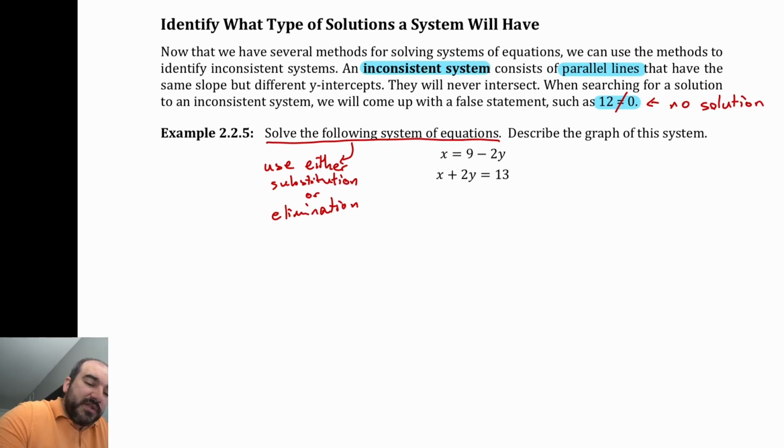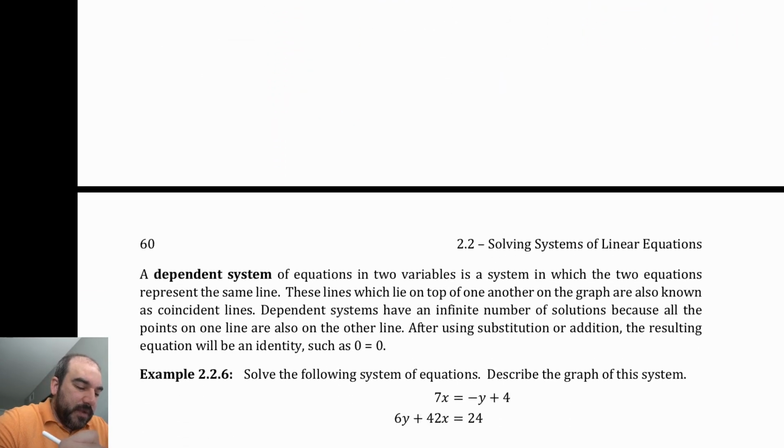So the first thing that can happen is you get an equality that doesn't make sense, which means the answer is just no solution. You can stop there and say no solution because they're parallel lines.